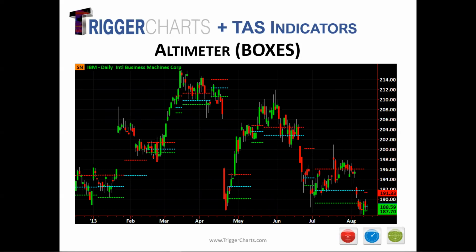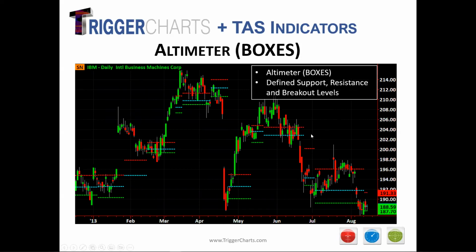3 lines, sometimes 2, but 3 lines, right? 1, 2, 3. Very easy to understand, right? Here it is. This is what it looks like. Now, there's different ways to set it up and color and all that, but basically, this is what it looks like. So what you get is a defined level of support, resistance.